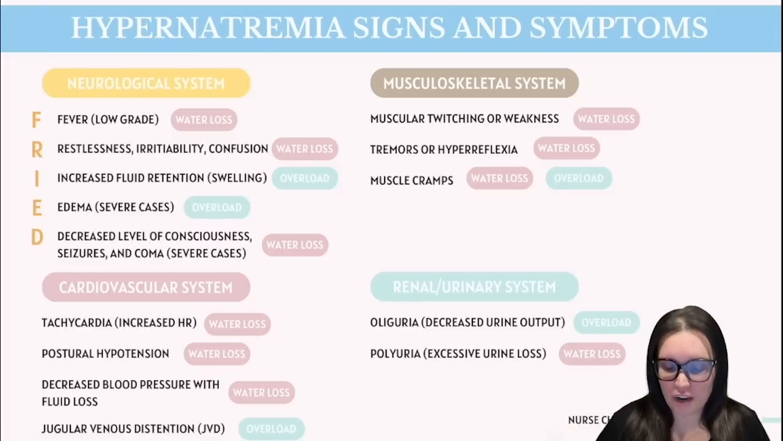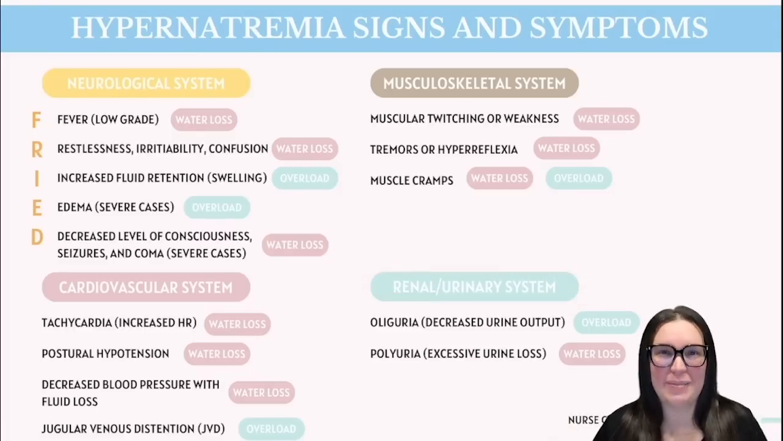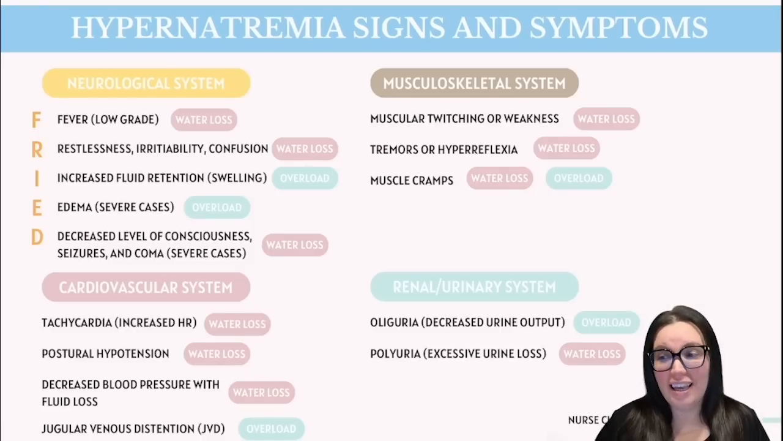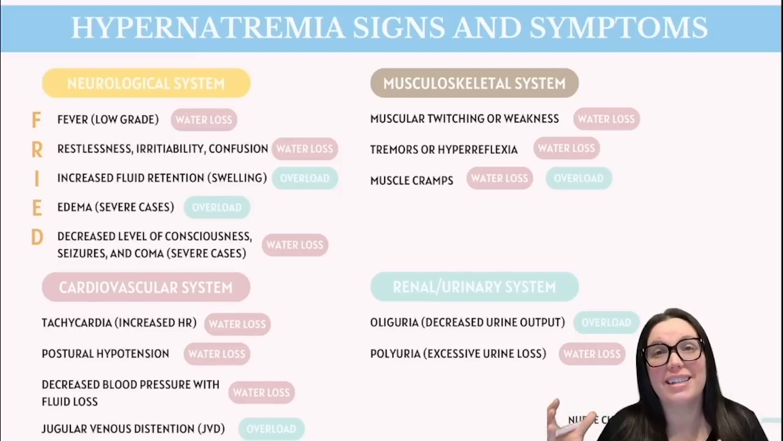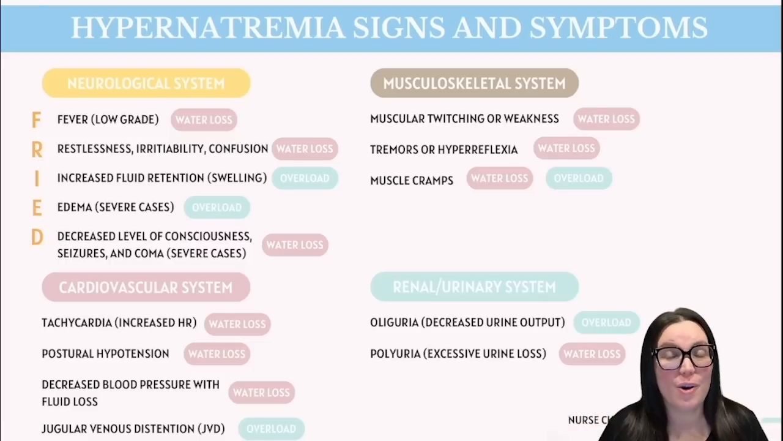And finally, let's talk about our renal urinary system. In cases of water loss, like we see with diabetes insipidus, the kidneys can't hold on to water properly. In diabetes insipidus, you're going to pee and pee and pee. This condition is going to lead to excessive urine loss, also known as polyuria, which is actually going to make hypernatremia worse because you're losing even more water while sodium levels are staying high.